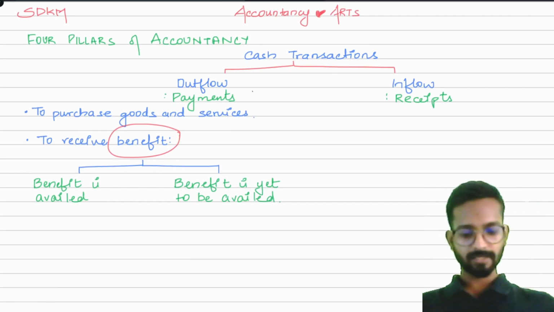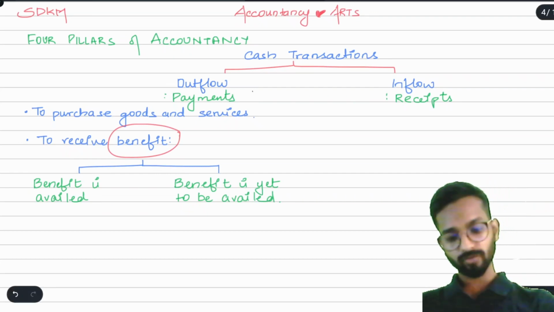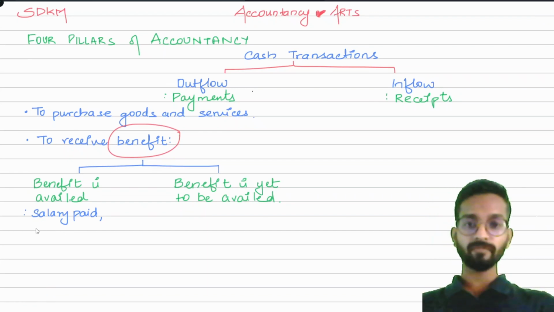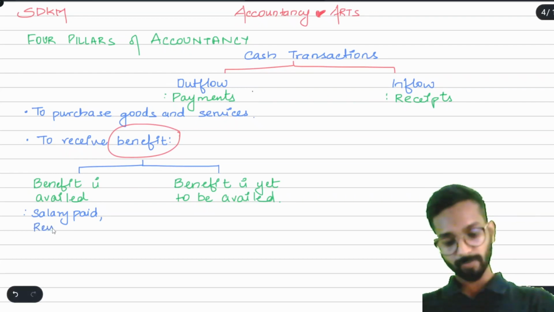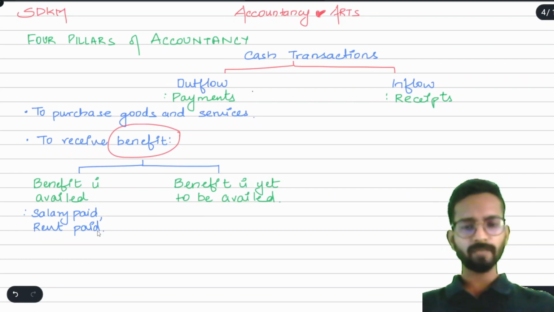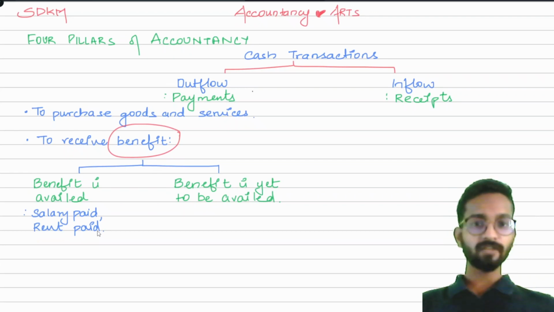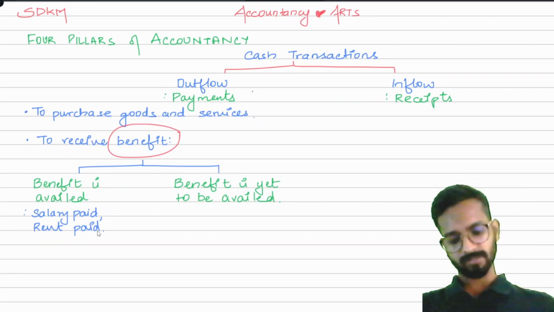You can say that if benefit is already availed, what was the example we took? I have paid the salary, or I have lived in that particular factory, I have taken the factory on rent, and now I am paying the rent. So I can say if I am getting the benefit at the time of making the payment only, and I will not get any future benefit, then I can write that it is my expense.